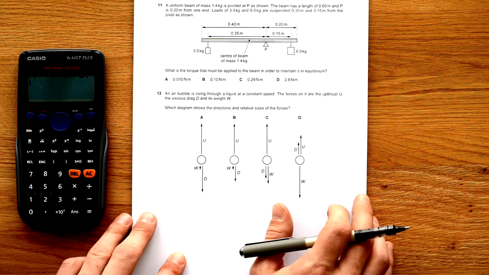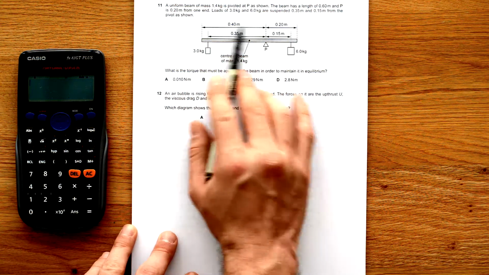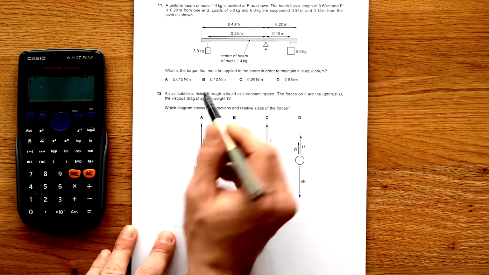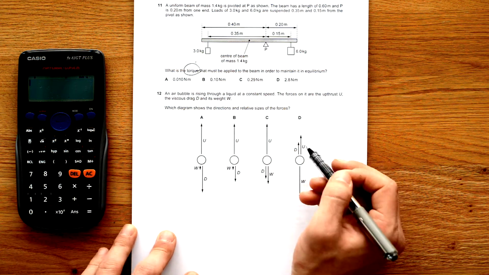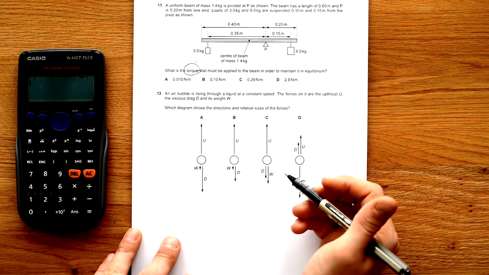11. A uniform beam of mass 1.4 kilograms is pivoted as shown. The beam has a length of 0.6, and so on. What is the torque that must be applied to the beam in order to maintain it in equilibrium? So basically we're just being asked, what is the difference between the clockwise and anti-clockwise torque or moments? So let's find all of these out first of all.